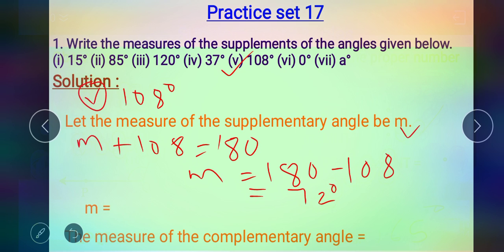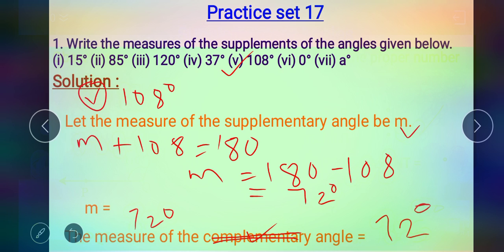So here we have the m value 72 degrees, and you will cut this complementary and write supplementary angle instead. The measure of the supplementary angle is equal to 72 degrees, students. In this way you will solve and get the answers.